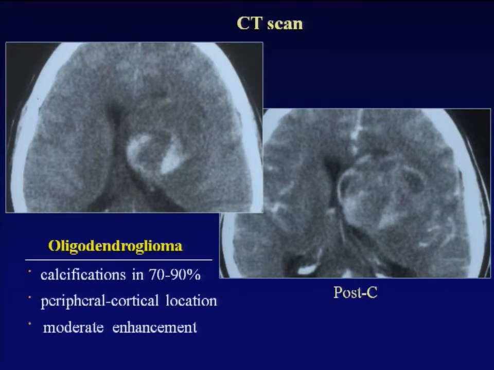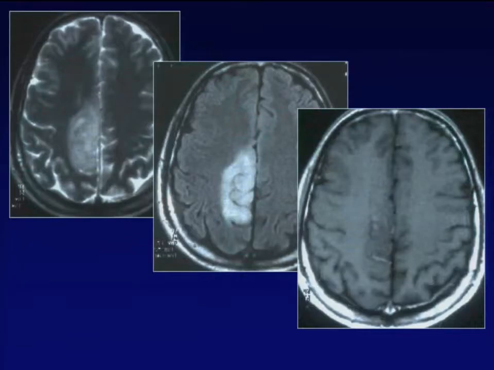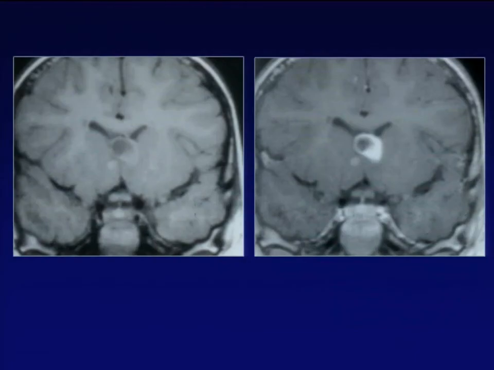This is another case of oligodendroglioma on T2 FLAIR and post-contrast. You see the peripheral location. Another very characteristic feature is the location. You see this pre and post-contrast MRI, coronal views. You see the lesion here at a very specific position, at the area of the foramen of Monro. So it's a case of giant cell astrocytoma in a patient with tuberous sclerosis.